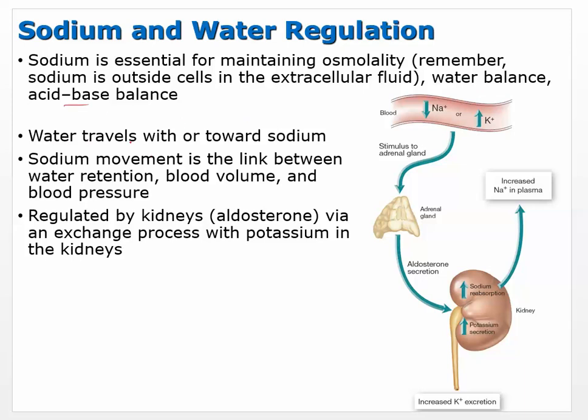Water travels with or towards sodium. Hopefully we know that by now. Sodium movement is the link between water retention, blood volume, and blood pressure. Yes, we've been talking about that for quite some time, especially with renal stuff. It's regulated by the kidneys. Aldosterone is what regulates the reabsorption of it via an exchange process with potassium in the kidneys.